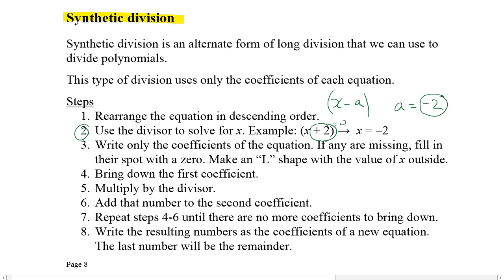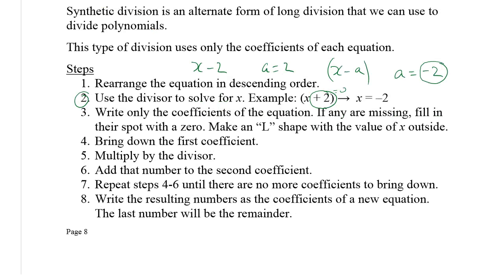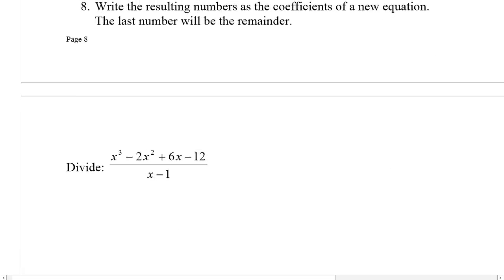So if we see x plus 2 is the binomial, which is the divisor, in synthetic division we're going to be using a -2, right? If, for example, it was dividing by x minus 2, then my a would be equal to 2. So it's the opposite of whatever sign is next to x in our binomial. And then we'll write out only the coefficients. Instead of reading it all, let's just practice it once.